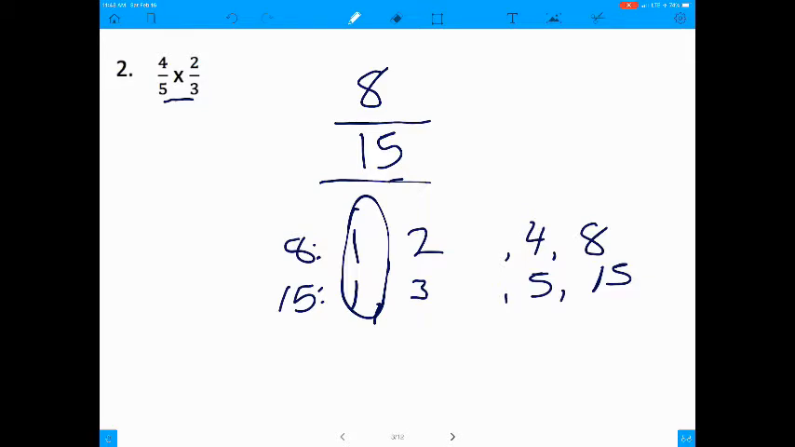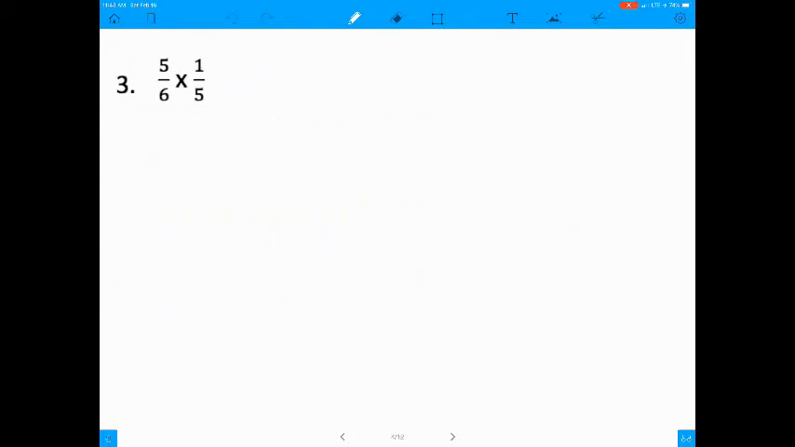So looking at them, 1 again is the greatest common factor, so that is as simplified as it gets. Number 3, we have 5 times 1 and we get 5, and then 6 times 5 and we get 30. So let's list out our factors. The number 5 is prime, so we know all that will go in there is 1 and 5.